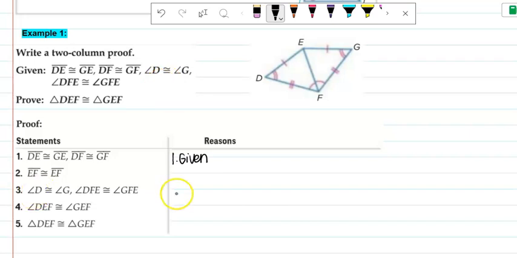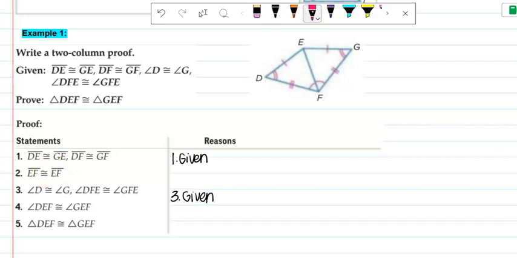That actually looks like statement 3 is more of that given. So 1 and 3 are both given. And let's make sure D has two tick marks, G has two. Angle DFE: remember, the vertex is in the middle. DFE would be right here, has one. And GFE has one arc as well. So everything we've been given is labeled, which is perfect. Okay, so let's go back.